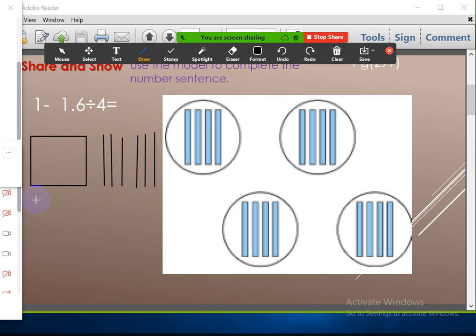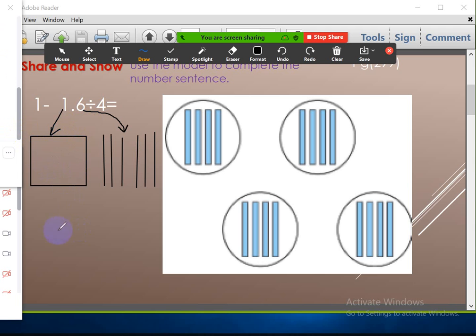Okay, girls, so I have 1 flat because the flat represents the ones in a decimal number, and 6 longs because the tenths are represented by the longs. Now I want to divide this by 4. How will I do that? Look, I can divide the 6 longs into 4 groups. But what about the one flat? To divide the one flat, I have to break the flat.